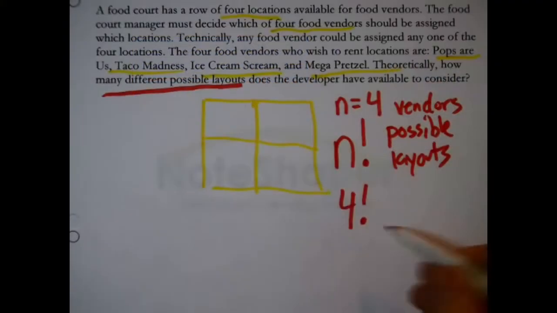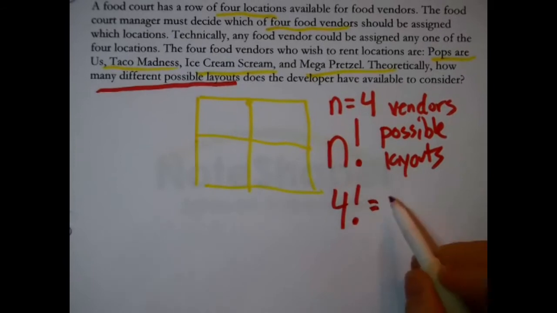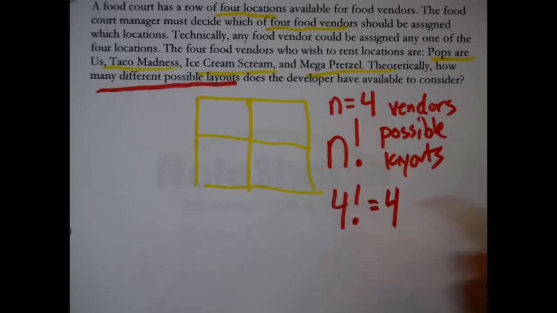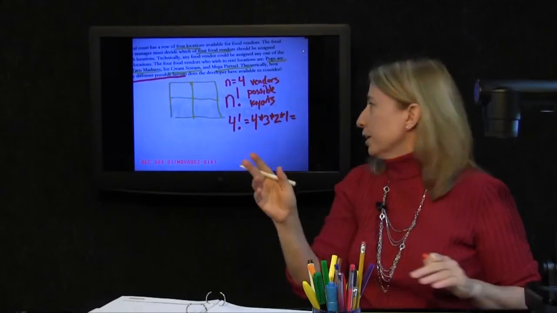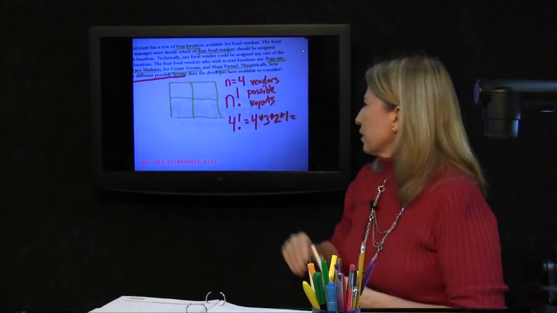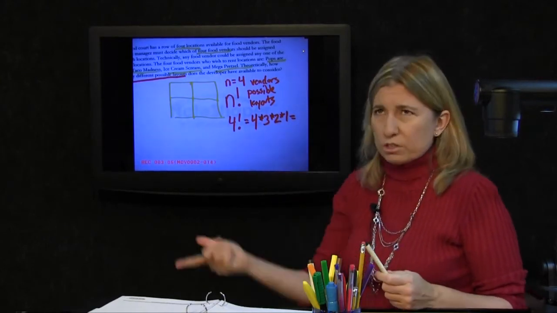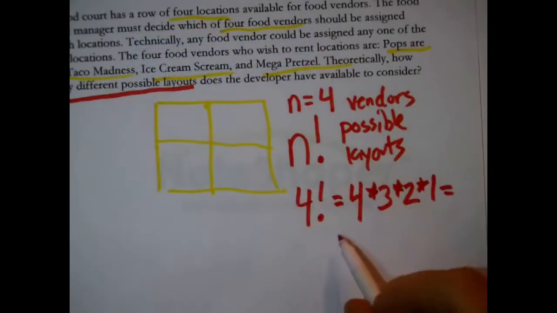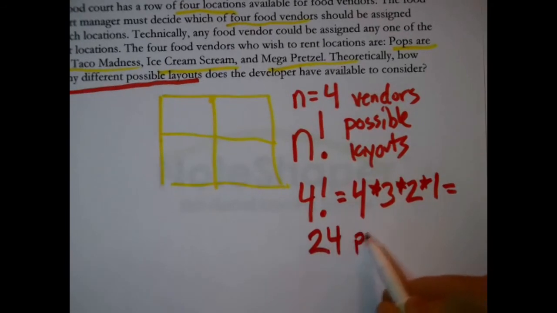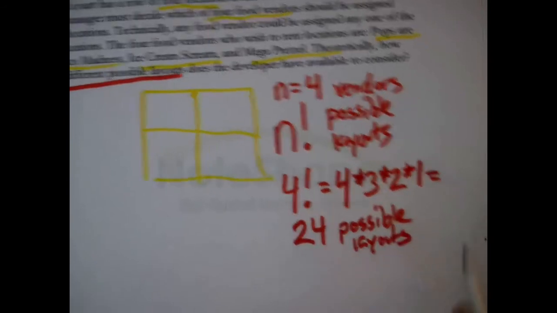What's that? To calculate factorial, it's 4, the number you started with, times 3 times 2 times 1. You count backwards, multiplying each time. So 4 factorial is actually 4 times 3 is 12, times 2 is 24, times 1 is 24 again. That's actually the answer. 24 possible layouts.